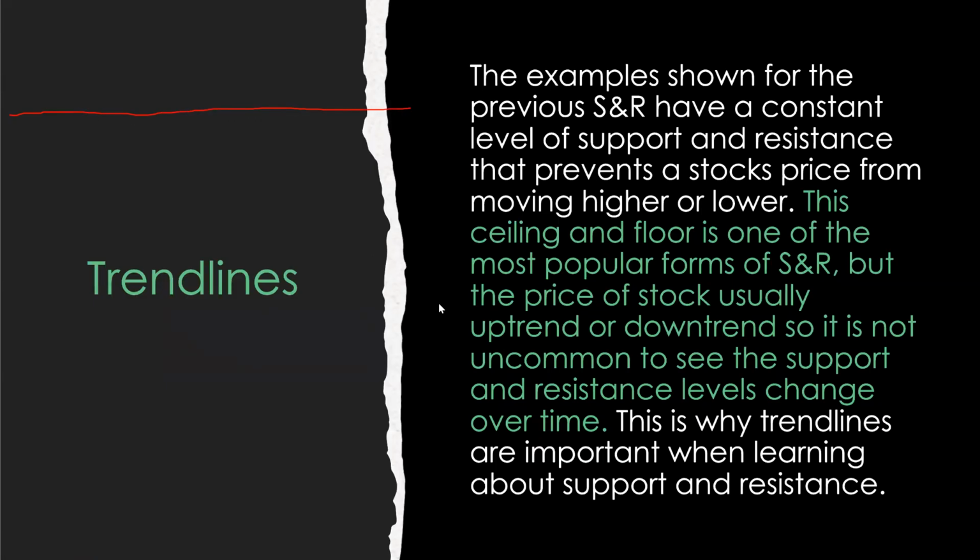All right. But when we talk about trend lines, the ceiling and floor is one of the most popular forms of S&R. But the price of the stock is usually trending. So as a stock is trending like you saw in Tesla, you're going to see that the support and resistance levels can change over time. This is why trend lines are important when learning about S&R and identifying these trend lines.